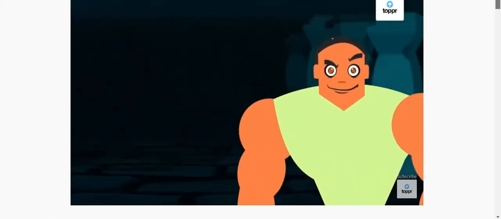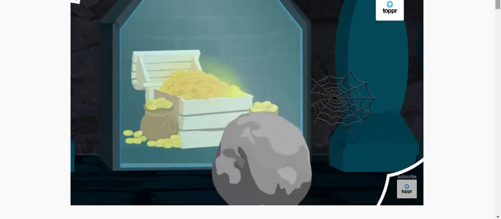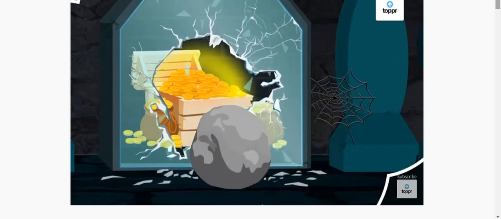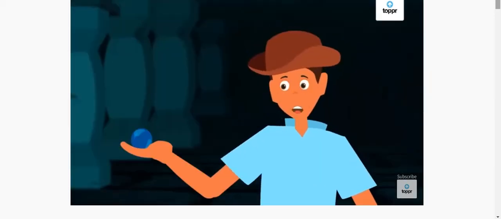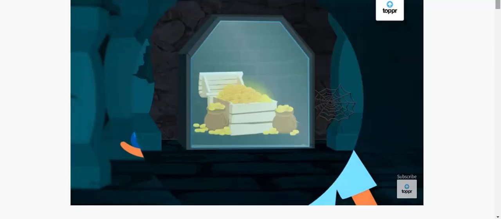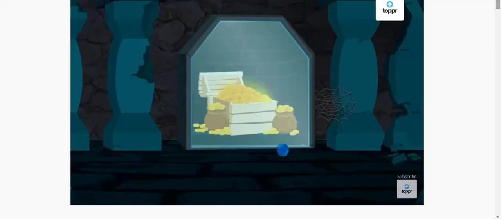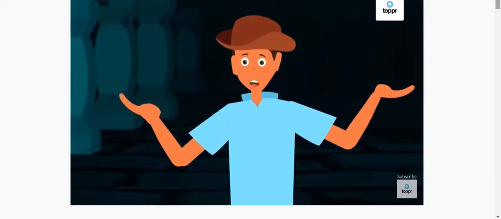Let's see your rival's plan. If he rolls the rock, the glass will easily break. Can you roll your marble and expect the same thing to happen? That might not work for you, but why?